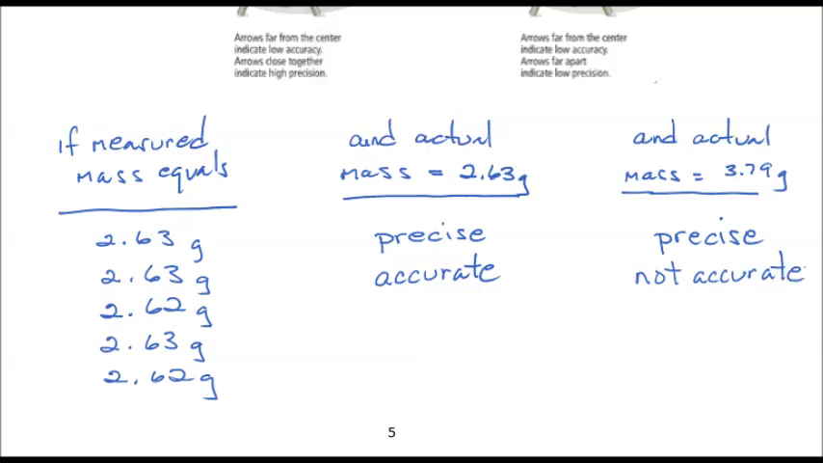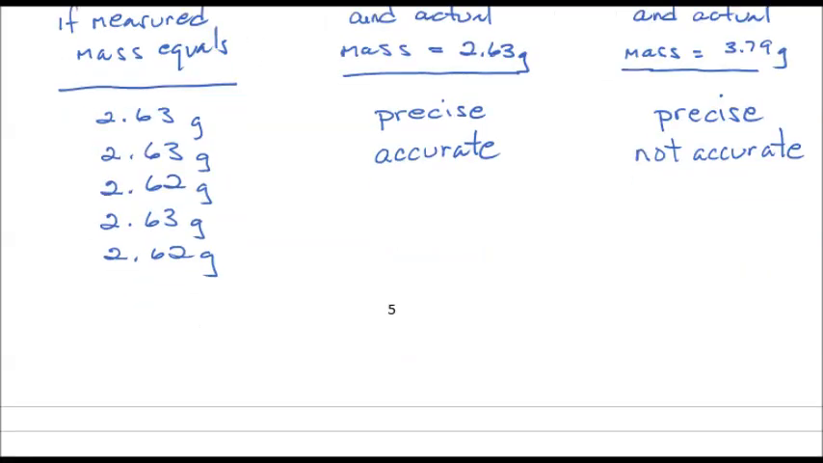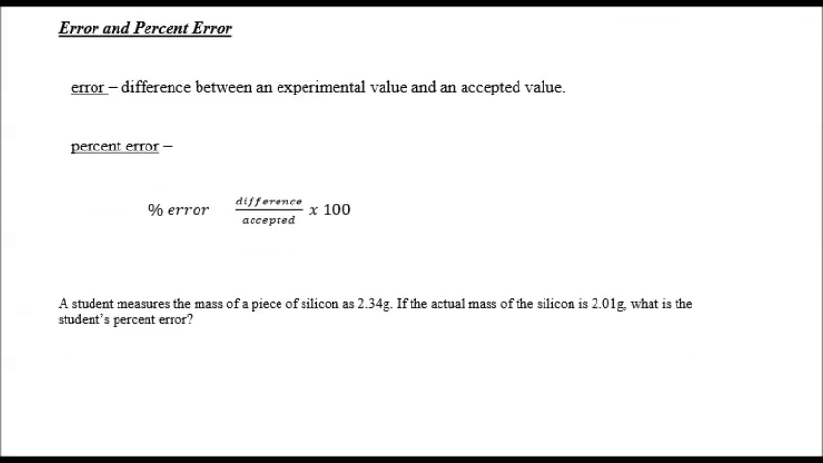And the last thing we're going to cover today on the next page is percent error. Error is the difference between a value and the actual or accepted value. Percent error is the difference divided by the accepted times 100. The times 100 just makes it a percent. So a student measures the mass of a piece of silicon as 2.34 grams. The actual mass is 2.01 grams. What is their percent error?